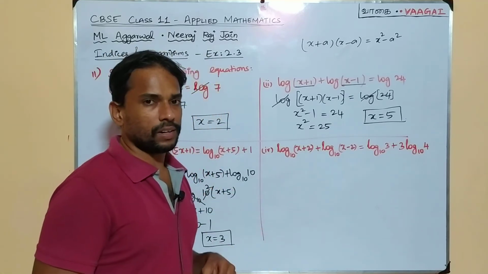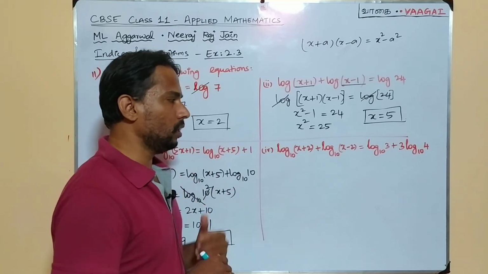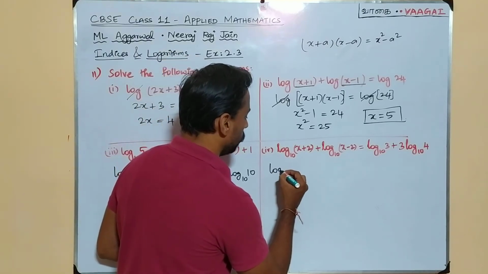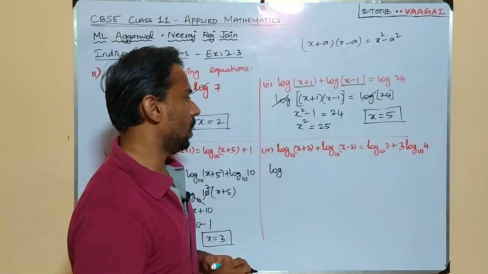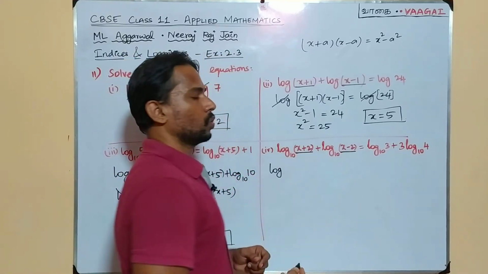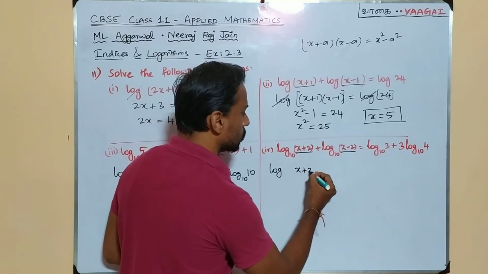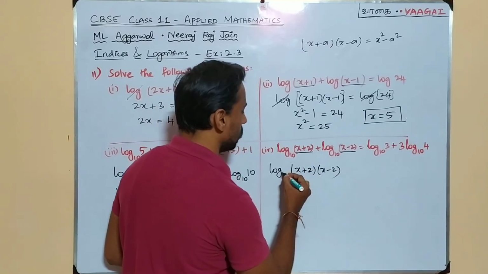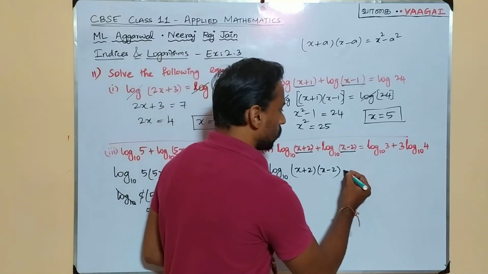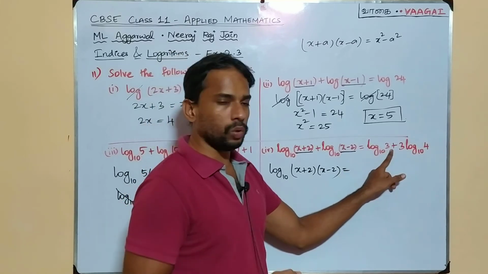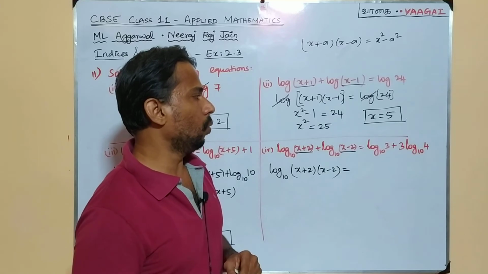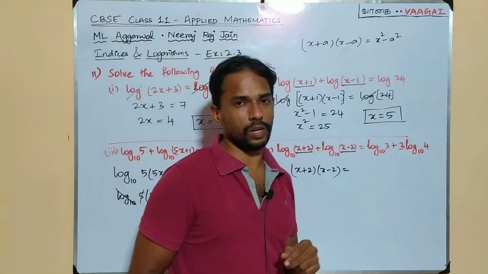Here again we'll try to take the same approach as we solved the previous third question. We have our left hand side with x plus 2 and x minus 2, so we have log of x plus 2 into x minus 2 to the base 10. Is that clear? I'm just using the product rule. Coming to the right hand side, we have log 3 to the base 10 plus 3 log 4 to the base 10. This is what we have, correct? So now I can use the power rule here.